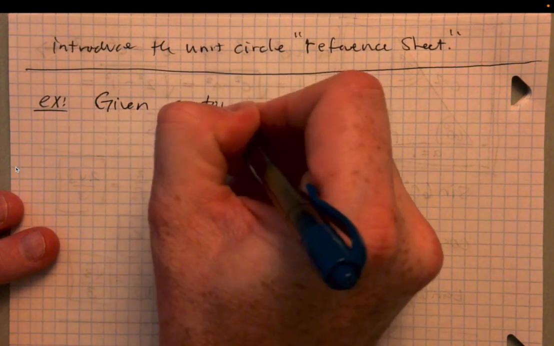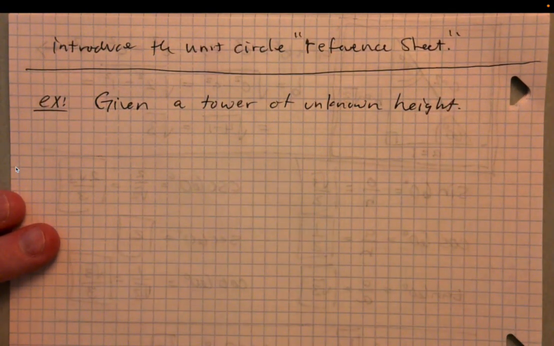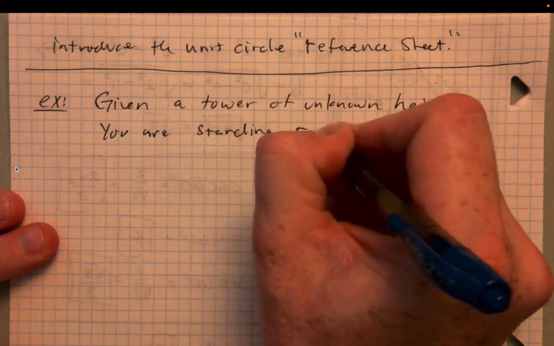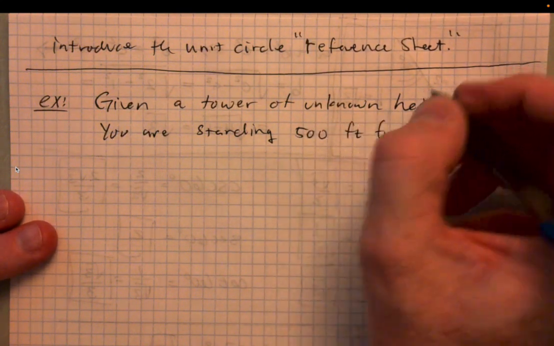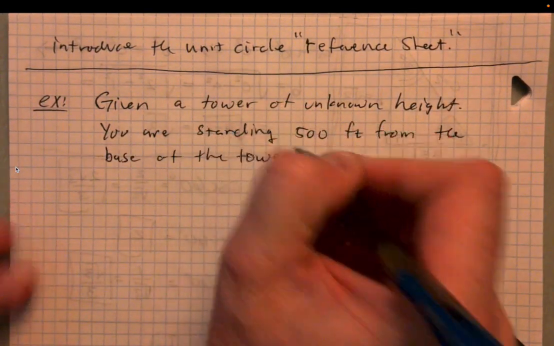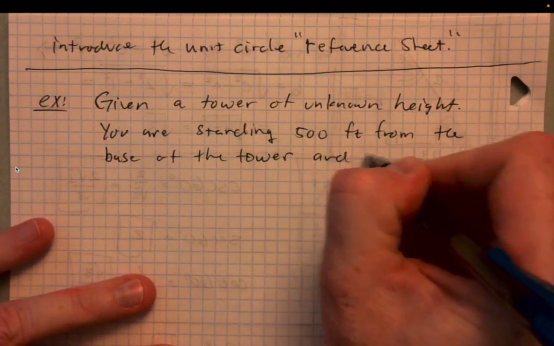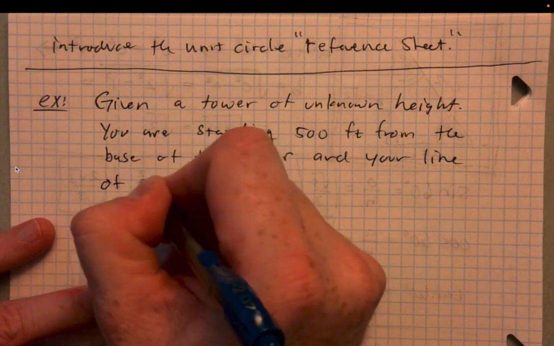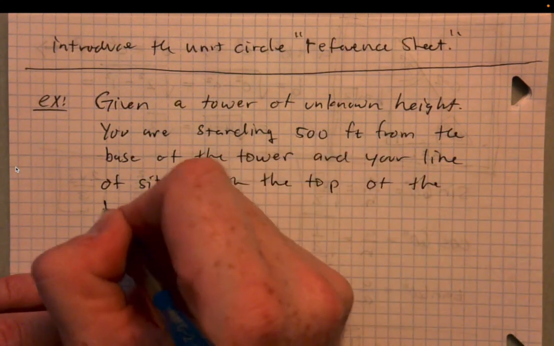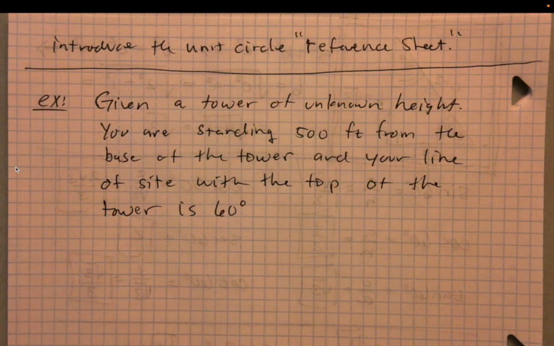Given a tower of unknown height, you are standing 500 feet from the base of the tower, and your line of sight with the top of the tower is 60 degrees. What is the approximate height of the tower?